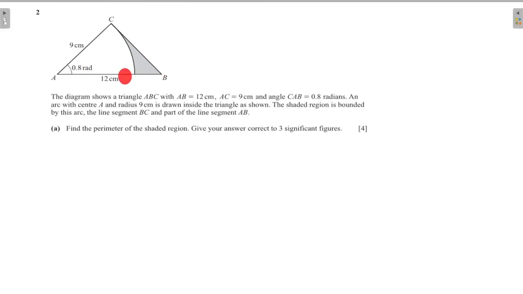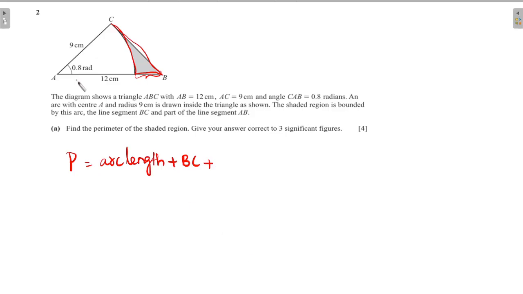The diagram shows a triangle ABC. Find the perimeter of the shaded region. Let's find out the perimeter. The perimeter of the shaded region is the length of the arc plus this smaller side plus side of the triangle BC. Let's add the three sides. So perimeter is equal to arc length plus BC plus what is this smaller part?